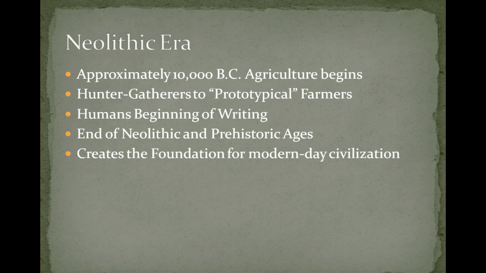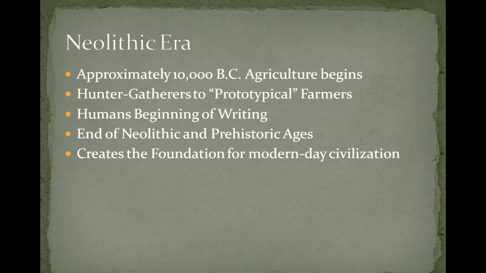Now moving on to the Neolithic era. So this is going to be the new Stone Age. This happened approximately 10,000 BC, and this is where agriculture starts. Essentially what happened is there was now a transition from the hunter-gatherer to the prototypical farmer.